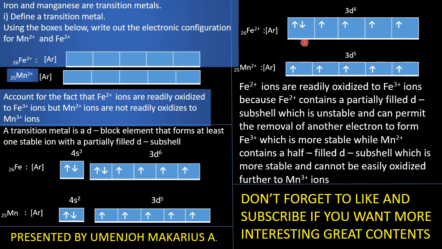Good. So it can easily lose an electron, or it can permit the removal of another electron to form Fe3 plus ions very easily, because Fe2 plus ions are trying so hard to be stable, and the only way in which they can be stable is to lose one electron. So it is waiting for the slightest opportunity to just lose one electron. Then for the Mn2 plus ions, it is half filled and very stable, so it cannot be readily oxidized to Mn3 plus ions, which is going to be unstable.